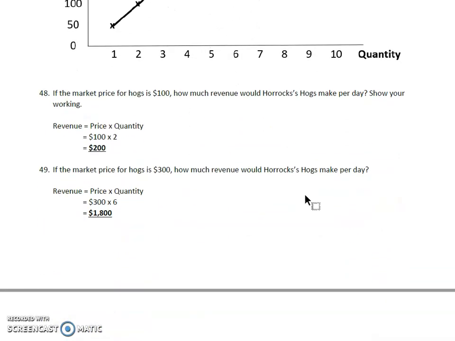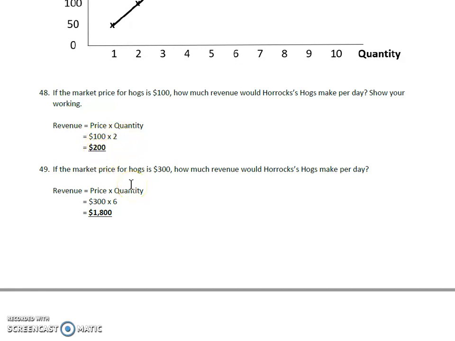Now let's have a look at questions 48 and 49. So you were asked to calculate the daily revenue for Horrocks' hogs if the price is 100. Well, we know our formula is price times quantity. So the amount of money that's coming into my business is going to be the amount of money I make on each sale of my good. So that's going to be the price times the quantity sold. The price is 100, and when the price is 100, Horrocks' hogs supplies 2 hogs. 100 times 2 is 200.